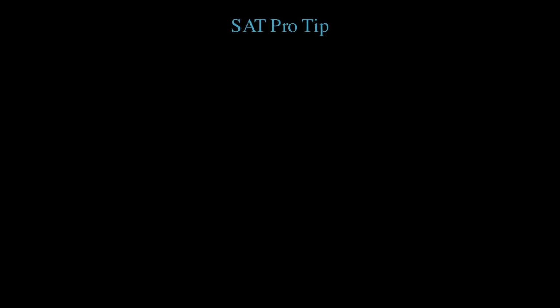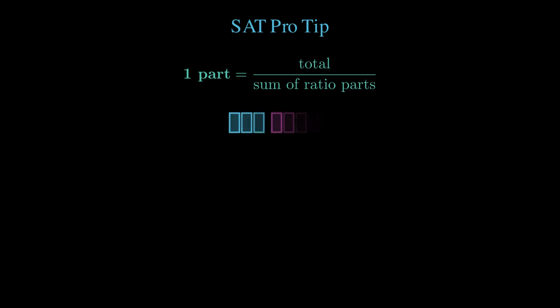SAT pro tip, when the test gives a ratio and a total, find one part first. Divide the total by the sum of the ratio parts. That single number unlocks counts, differences, and many follow-up questions. Picture 8 parts, 3 for one group, 5 for the other, then scale with 1 part value.